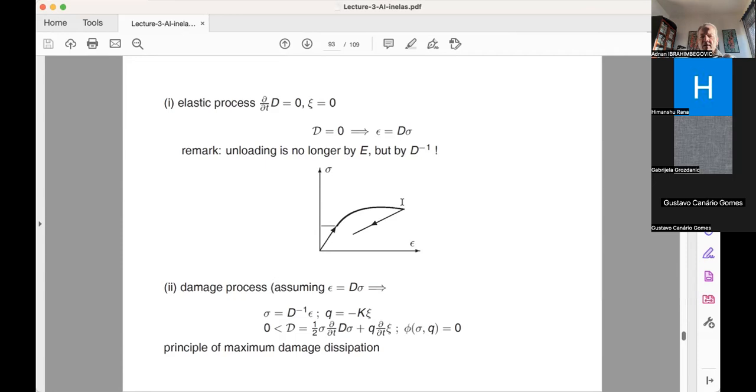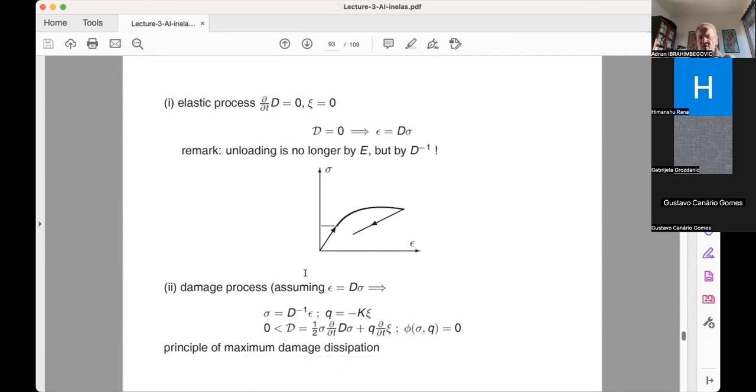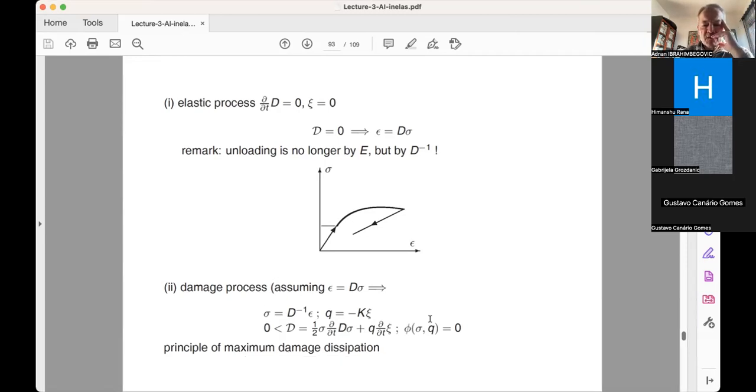Well, I have to do the case when I have a damage. That means d dot and psi dot are not equal to 0, and sigma is equal to (d minus 1) times epsilon, so that the dissipation is defined as 1/2 sigma d dot times sigma plus q times psi dot. And we are fishing for the values of this sigma and q that make the results admissible in terms of damage criteria phi of sigma and q equal to 0.